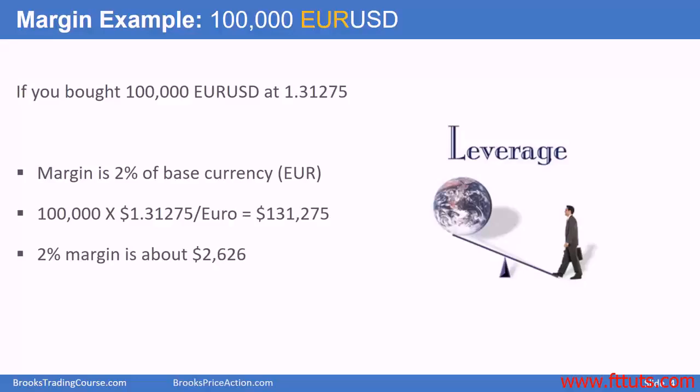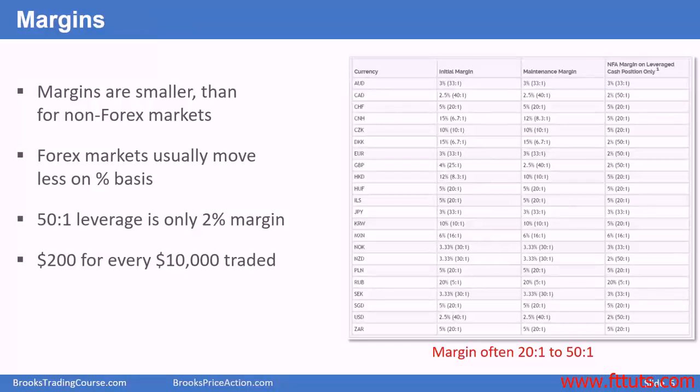Every now and then, if a currency pair moves a lot, the broker will reduce the leverage and increase the margin. So instead of 2% margin, which allows you to trade 50-to-1, he might raise the margin to 4%. And if it's 4%, that means your position size can be 25 times greater than your money in your account. Now, margins are much smaller than for non-Forex markets, for example, the E-mini. And that's because, as I said earlier, Forex markets usually move less on a percentage basis.